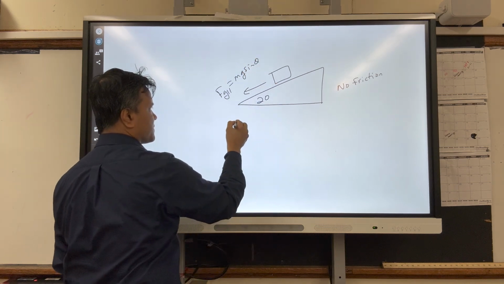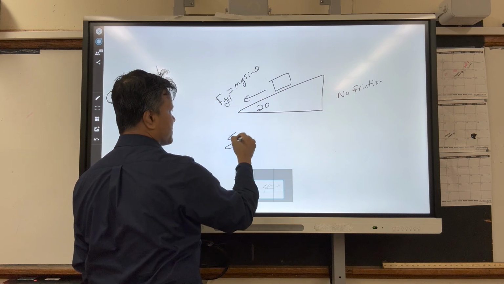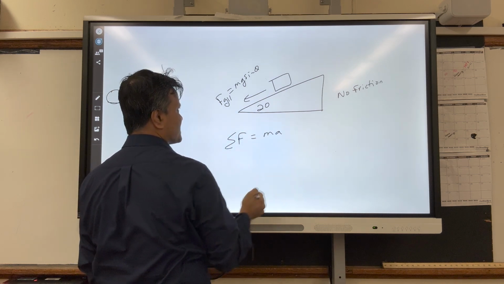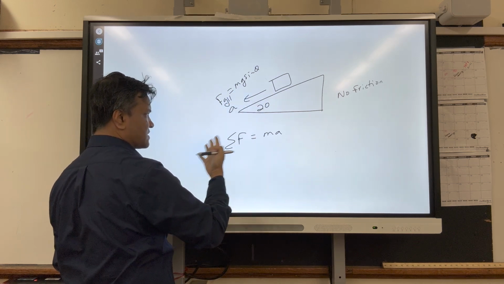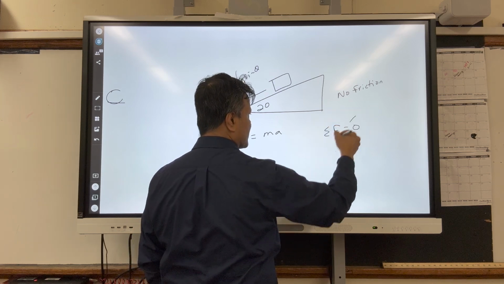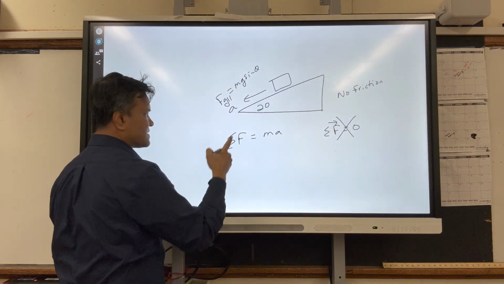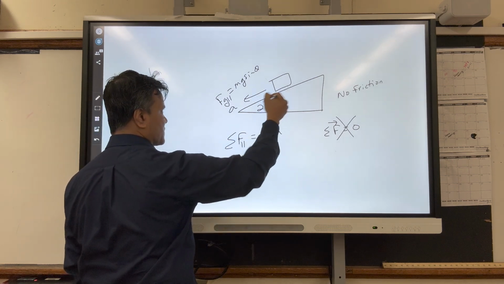So what are you going to do? You're going to write Newton's second law, because you have to find the acceleration. Make sure you write ma, because there is an acceleration. The box is accelerating. Do not write Newton's first law. This is not Newton's first law. It's Newton's second law. What direction? Parallel, parallel with respect to the box.